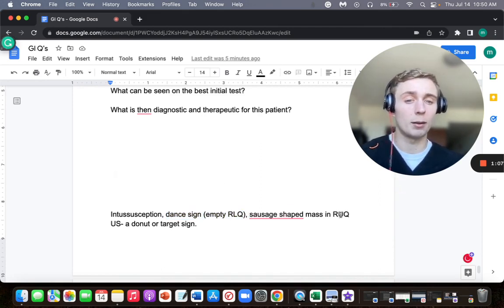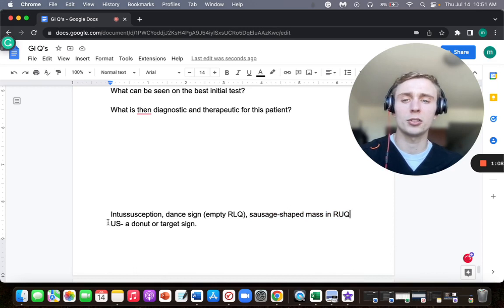Sausage-shaped mass in the right upper quadrant, which is why we get the Dance sign. So again, the other thing is a sausage-shaped mass in the right upper quadrant. Don't get that confused with the olive-shaped mass in pyloric stenosis. So this is a sausage-shaped mass in the right upper quadrant.